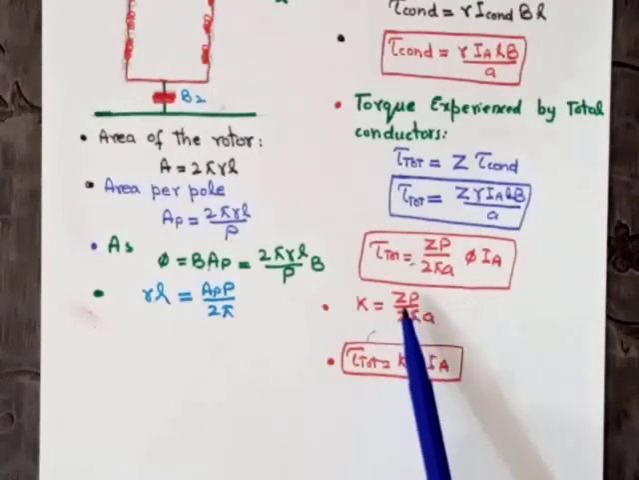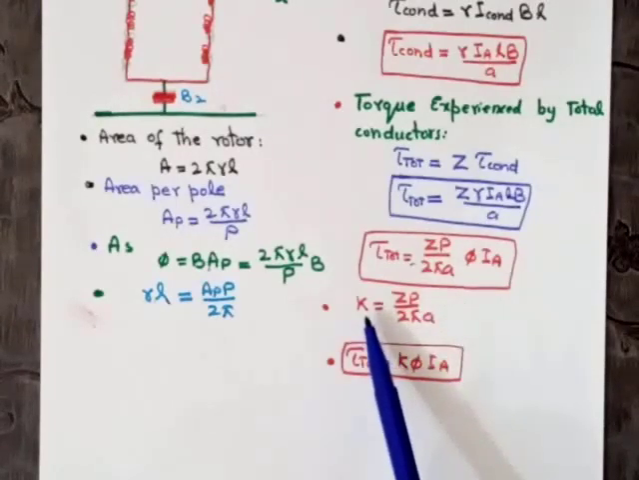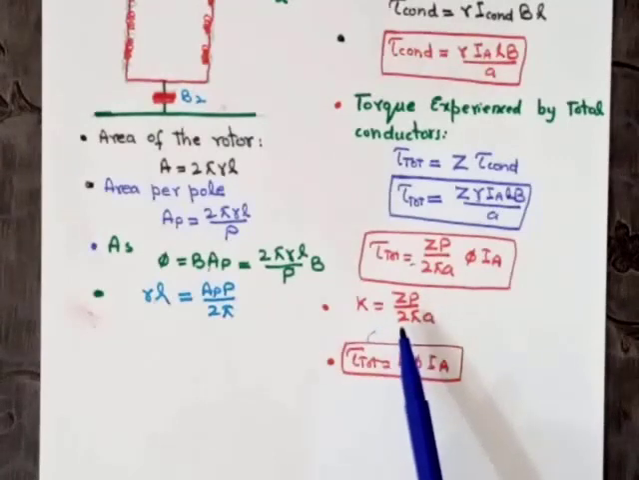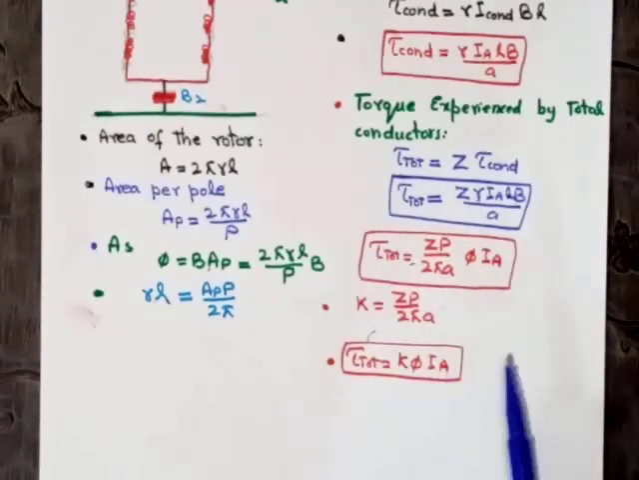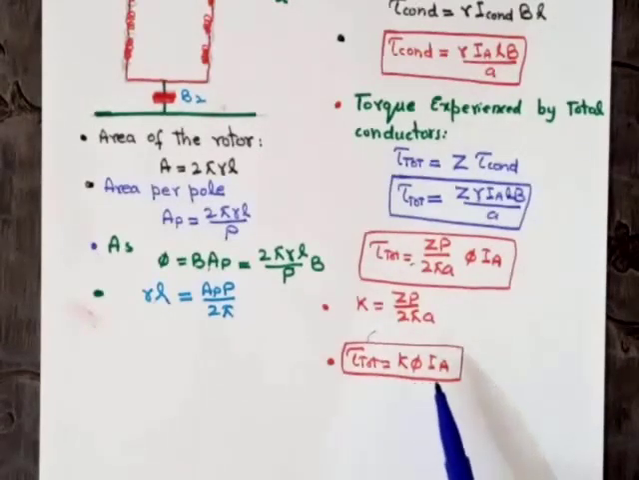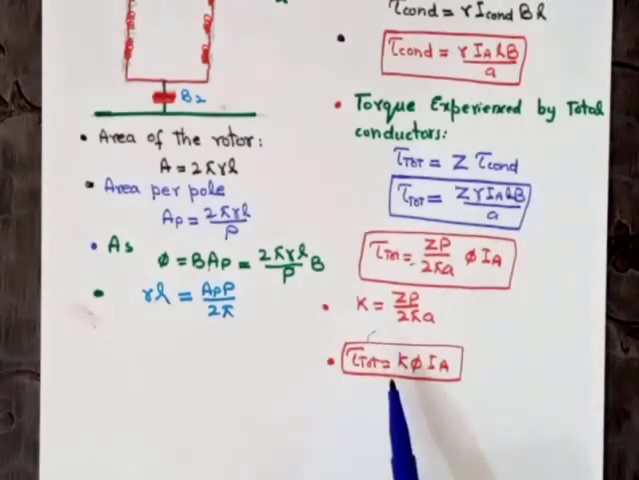By changing these values, we can change the value of the constant at the time of the construction of the DC machines. After designing the DC machines, we can't change the constant factor. Then we can change only the value of the flux and the value of the armature current. So by using this equation, we can calculate the total torque in case of real machines.